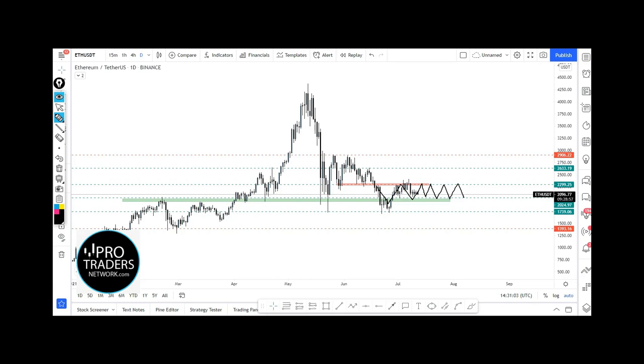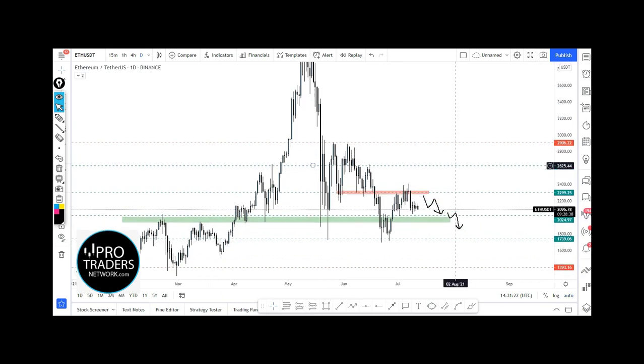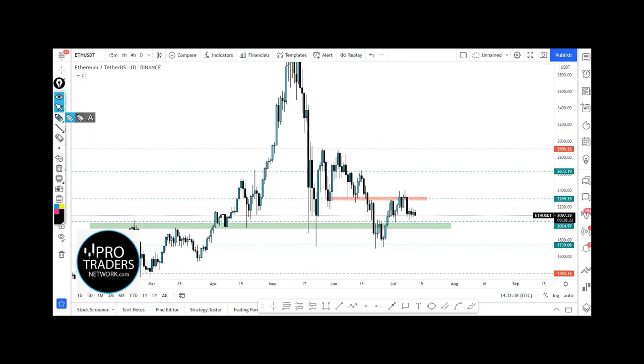In order to move lower, it has to break below this range, retest, and then we will see a further continuation toward the downside. But in order to move to the upside, it has to break above this area, come back to retest the 22.99 area, then we will see Ethereum moving back toward these areas.